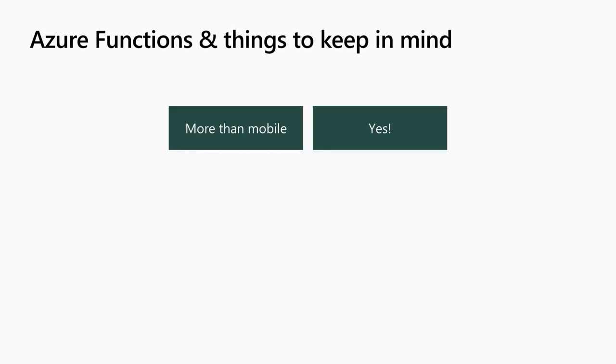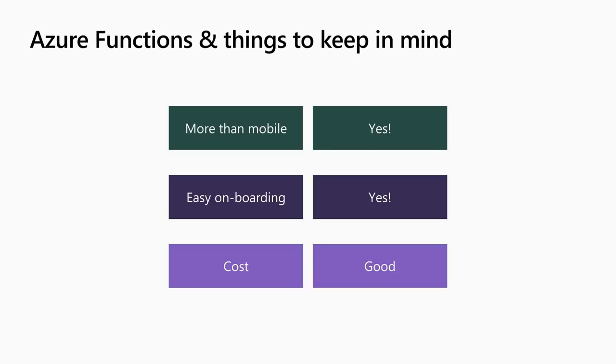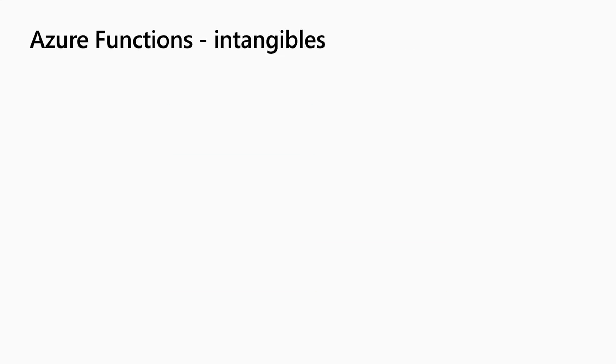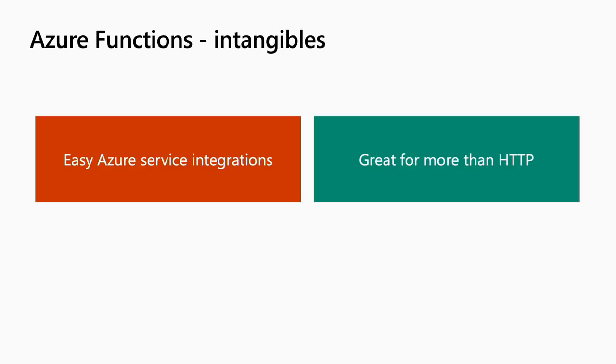So then some things to keep in mind, more than mobile, yes. Easy onboarding, yes, because they support all different languages. And actually, it's a little bit easier onboarding because of all the bindings and the triggers that Functions supports to other languages. And the cost is good because it scales up and scales down for you. So the intangibles here, easy Azure integrations, great for more than just HTTP. And so a lot of the functions are running not based on HTTP triggers.